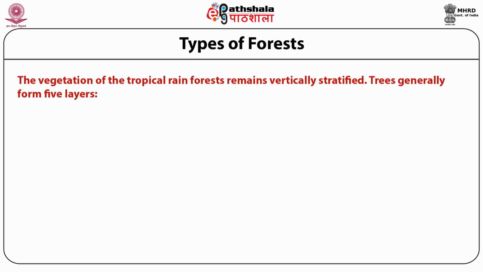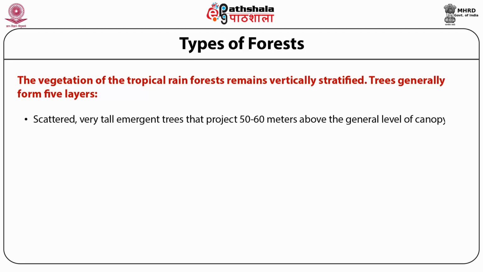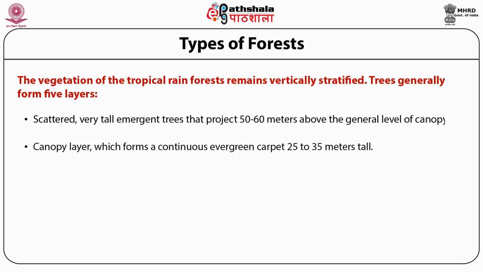The vegetation of the tropical rainforests remains vertically stratified. Trees generally form 5 layers. First, scattered, very tall, emergent trees that project 50 to 60 meters above the general level of the canopy. Second layer is the canopy layer, which forms a continuous evergreen carpet 25 to 35 meters tall.